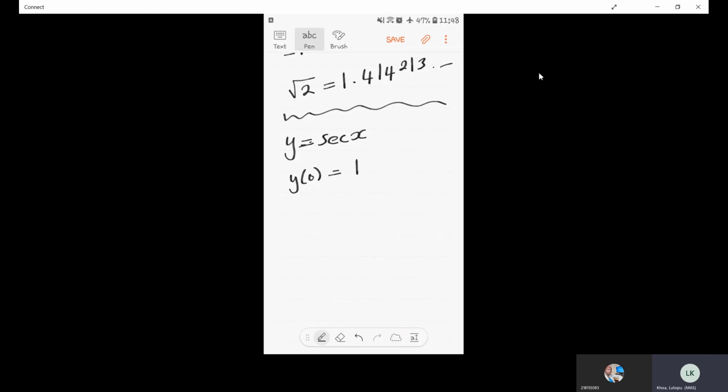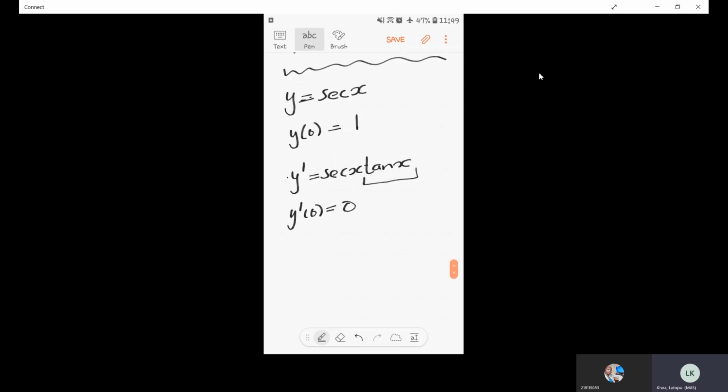Then I find the first derivative as usual. So y prime: I differentiate sec x. When I differentiate sec x, I get sec x tan x. Okay, this one you can read from your table. And then I substitute 0 into the first derivative. This will give me 0 because tan of 0 is 0. So whatever the value of sec x is, when I multiply it by tan of 0, my answer will be 0.